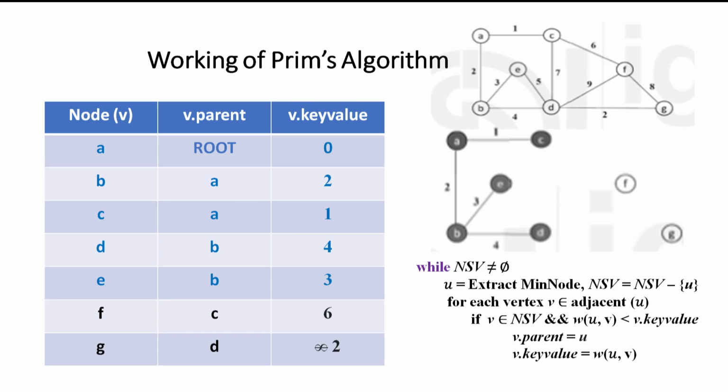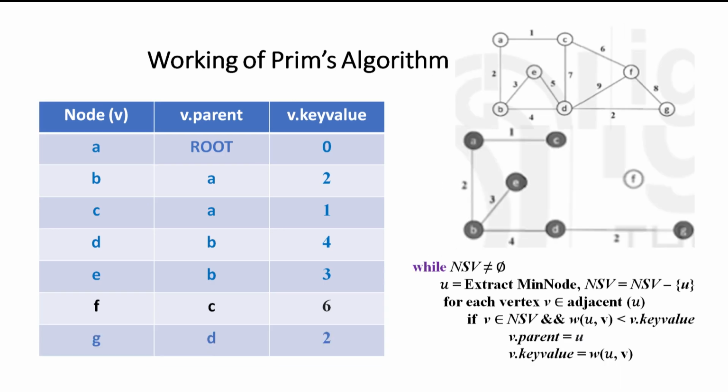So once we have included D, there is a direct path from D to F and D to G, but the cost of D to F is 9, whereas the cost to reach F from C is 6, so there will be no change in that case, and the cost to reach from D to G is 2, and earlier it was infinite, so it will be modified to 2. So out of the unvisited nodes F and G, now the minimum cost is 2, so G will be selected and it will be included into the minimum spanning tree.